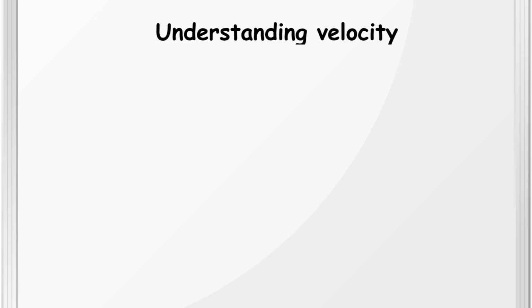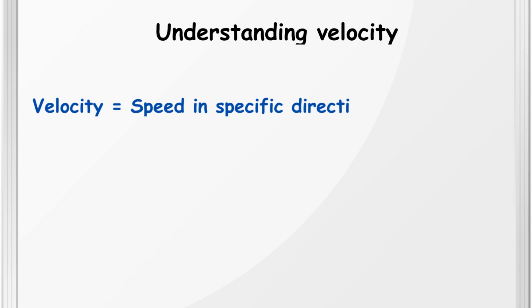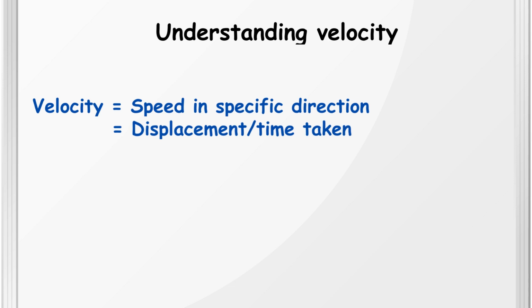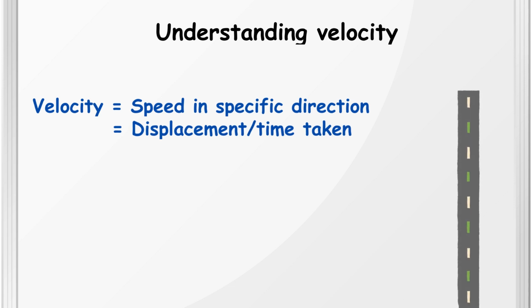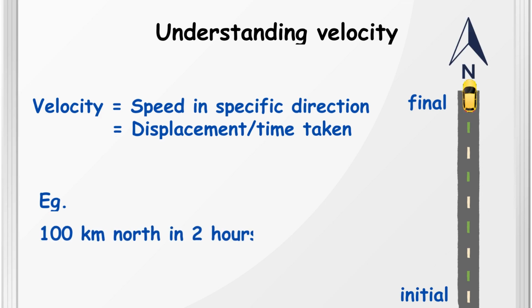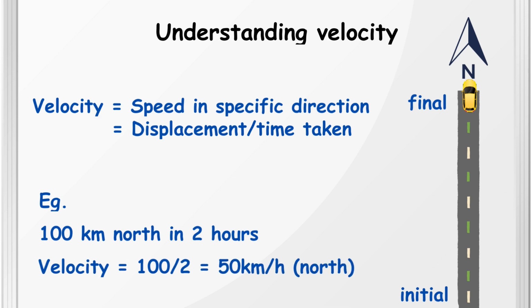Understanding velocity. Velocity is the speed of an object in a specific direction. It is calculated by dividing the displacement by the time taken. Displacement is the change in position of an object from its initial position to its final position. For example, if a car travels 100 kilometers north in 2 hours, its velocity would be 50 kilometers per hour north.